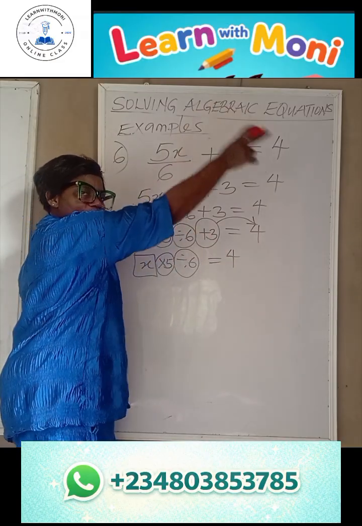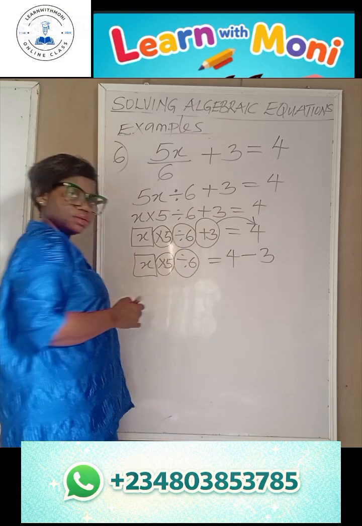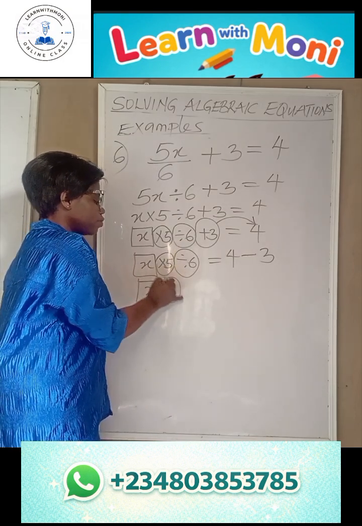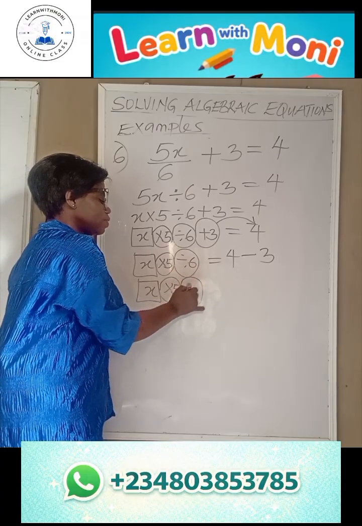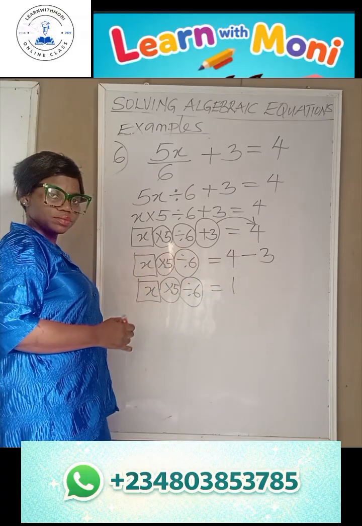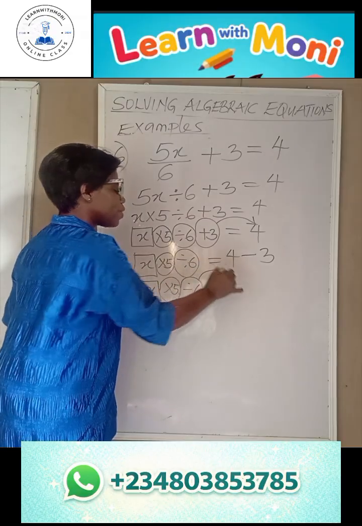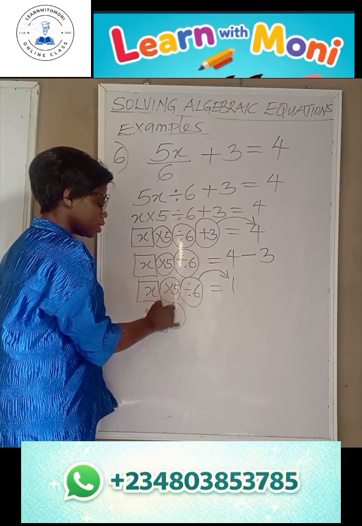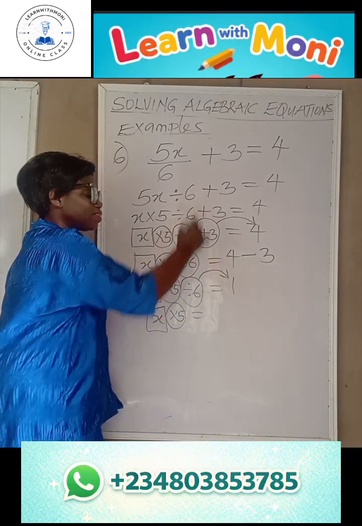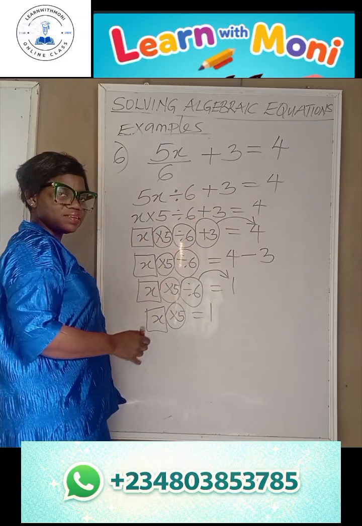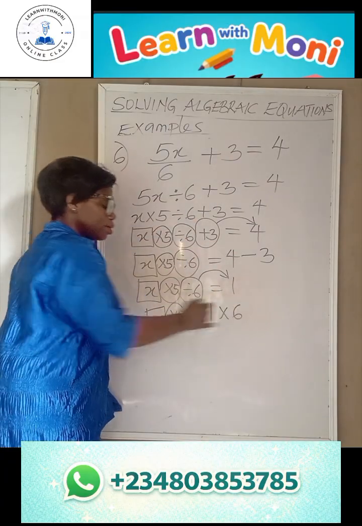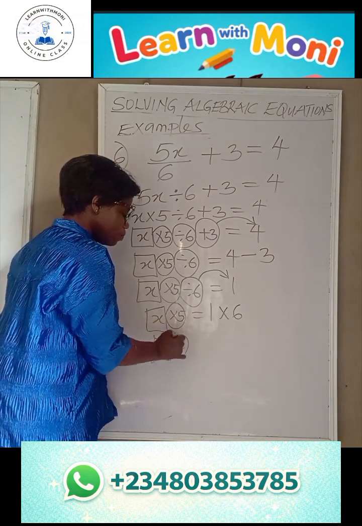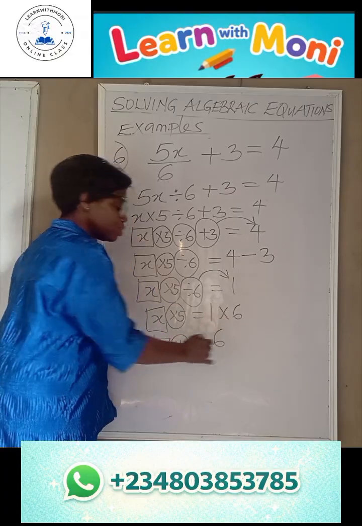The plus 3 rolling over becomes minus 3. So we are having x times 5 divided by 6 equals 1. Now we have to roll over the divided by 6 so that we are left with x times 5. On the other side, I have 1. The divided by 6 is going to change to multiply by 6. So I have x times 5 equals 1 times 6, which is 6.